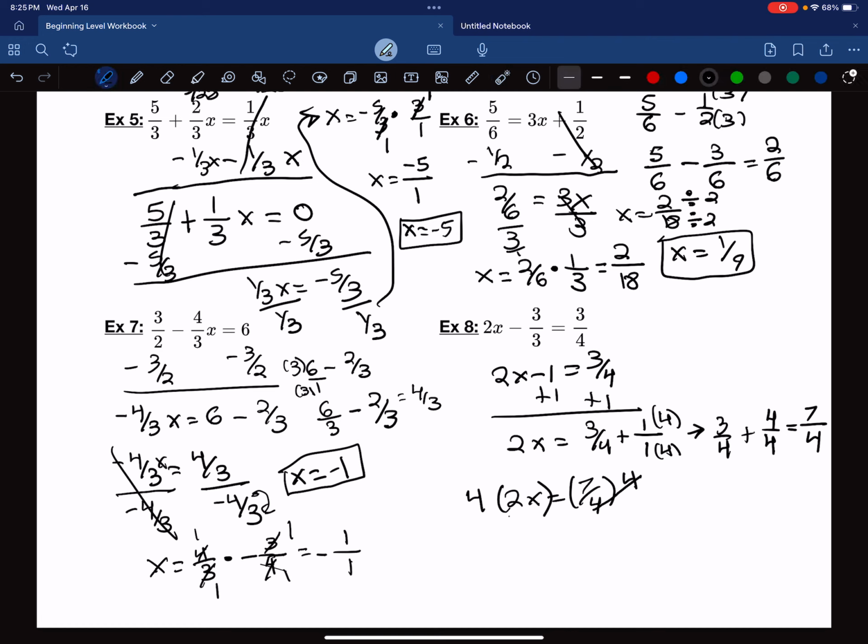So, anyways, 4 times 2 is 8x. We're going to set that equal to 7 because these 4s cancel. So then we're going to divide by 8. There you go. That's the correct answer.